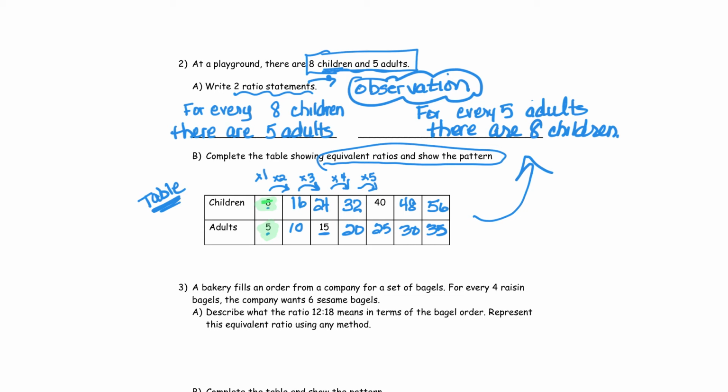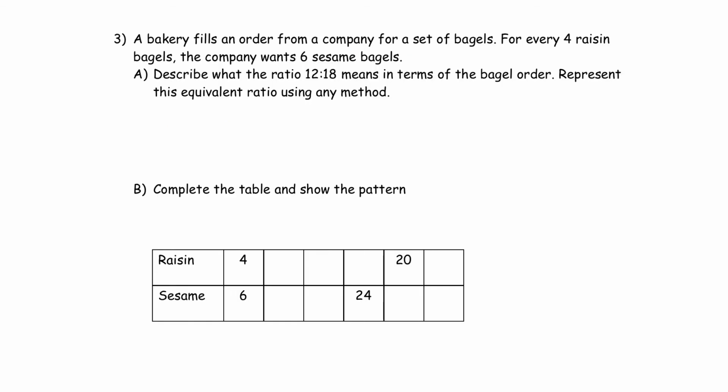Let's take a look at number 3. Number 3, a bakery fills an order from a company for a set of bagels. Yum. For every 4 raisin bagels, the company wants 6 sesame bagels. Letter A, describe what the ratio 12 to 18 means in terms of the bagel order. Represent this equivalent ratio using any method. And then letter B is going to be complete the table and show the pattern. Very similar to what we did in the previous problem.